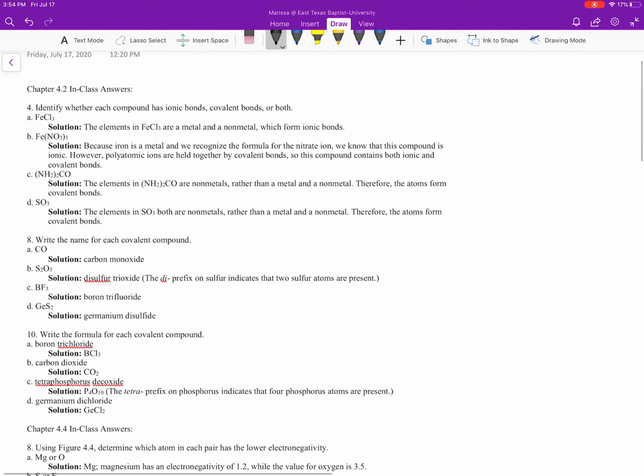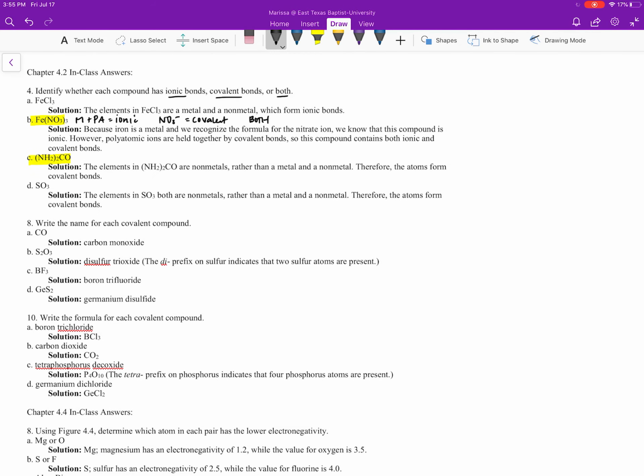Similar to last chapter, we're going to predict whether there's ionic, covalent, or both present in these compounds. To start with, we're going to look at these two. So iron nitrate. In this case, the iron and the nitrate are a metal and a polyatomic, so this is going to be held together by an ionic bond. However, the NO3 group is made up of nonmetals only, and so these are going to be held together by covalent bonds. So in this case, both are present. And that's going to be true about all of our polyatomics.